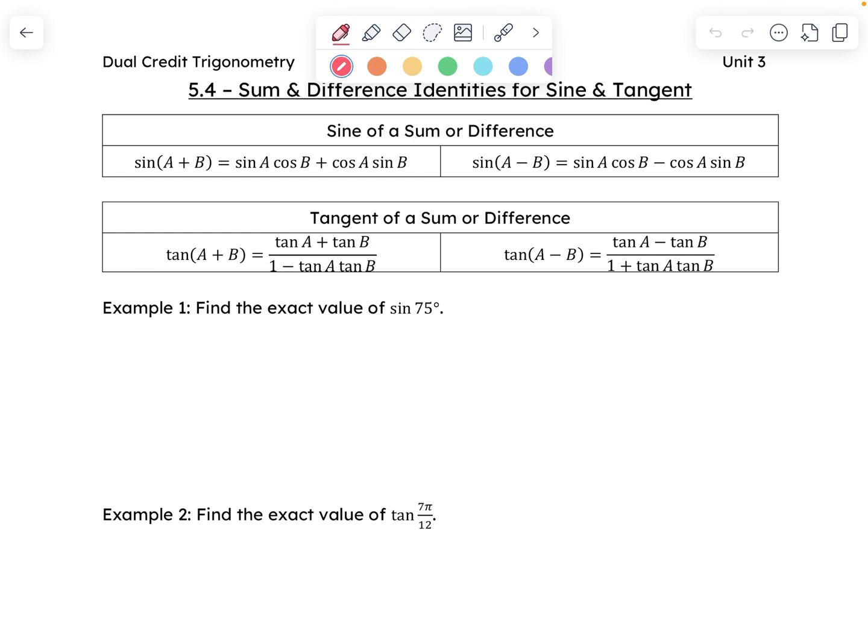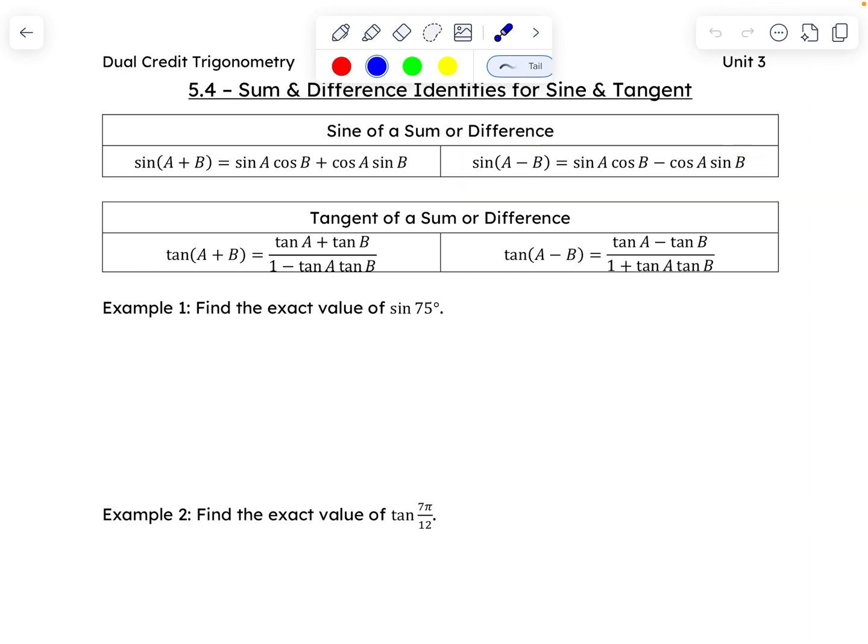So if we're looking at the sum and difference identities for sine, that's our first box right here. Sine of A plus B is going to be sine A cosine B plus cosine A sine B. And then sine of A minus B is going to be sine A cosine B minus cosine A sine B.